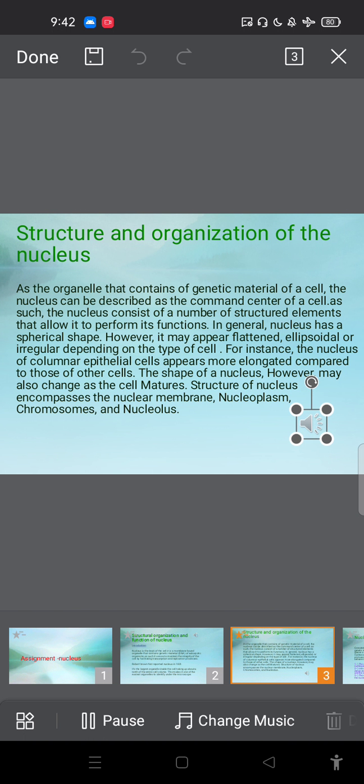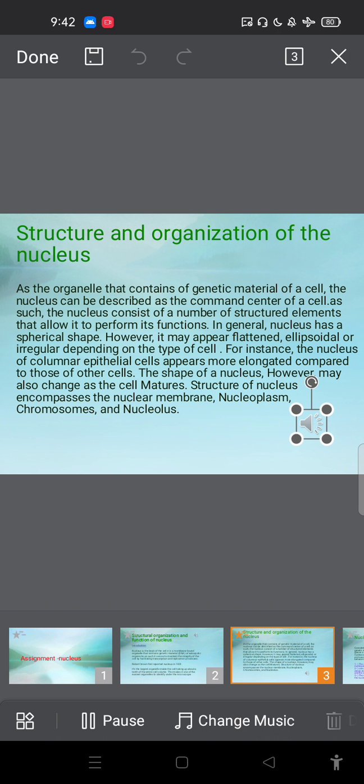Next one, structure and organization of the nucleus. As the organelle that contains the genetic material of a cell, the nucleus can be described as the command center of a cell. As such, the nucleus consists of a number of structured elements that allow it to perform its functions. In general, nucleus has a spherical shape.